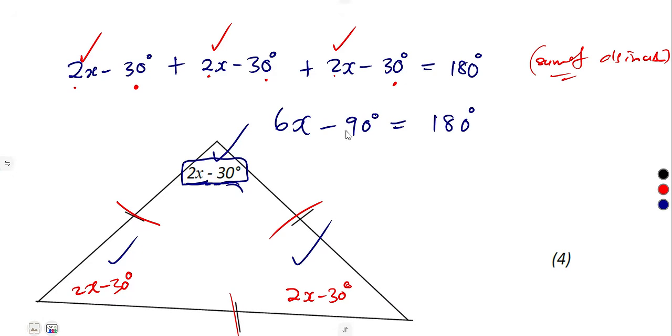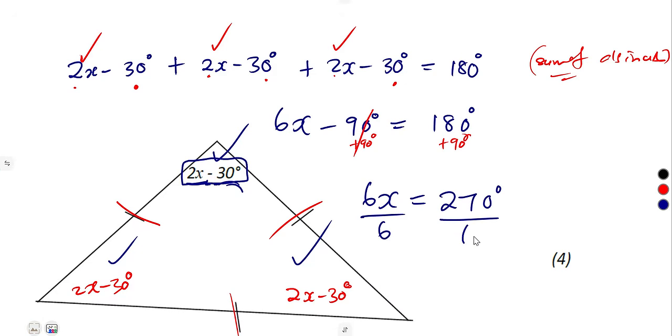Let's solve for x. There's a minus here, so let's add 90 degrees both sides so that this can cancel. 6x is equal to 180 plus 90, which is 270 degrees. So to obtain x, we simply have to divide by what? By 6. So x is going to be 45 degrees at the end. All right. So as you can see, it is in your hands how to attempt such typical questions.